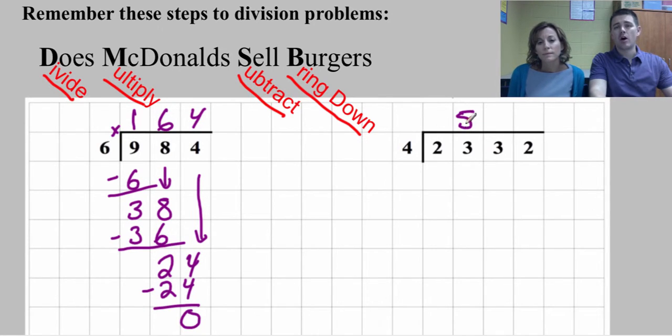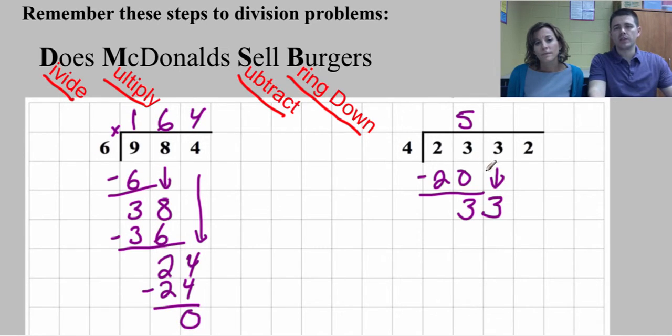Remember to write the 5 all the way over top of the 3 here. Since we're using both digits, we want to line it up there. Then we multiply. 5 times 4 is 20. Next step is to subtract, gives me 3, and then we bring down that next number. This is important to make sure you keep everything lined up.